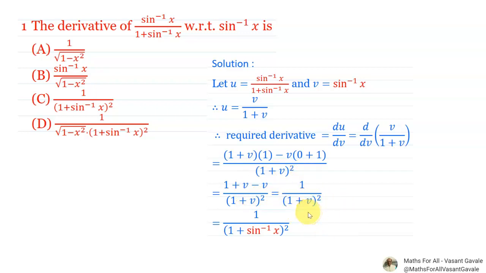Now here v is equals to sine inverse of x, and hence our expression becomes du by dv, that is the derivative of the first with respect to the second, is 1 upon in bracket 1 plus sine inverse of x bracket square, and hence option C is correct here.